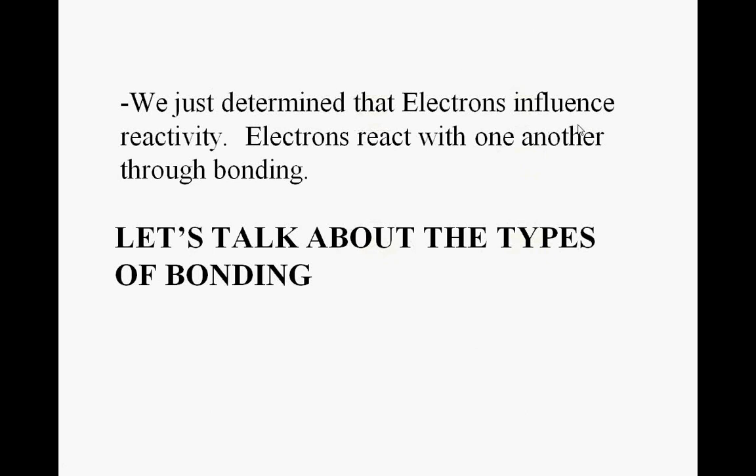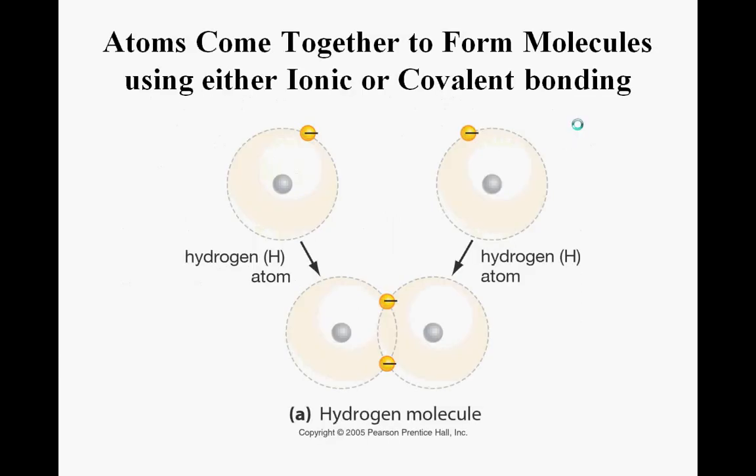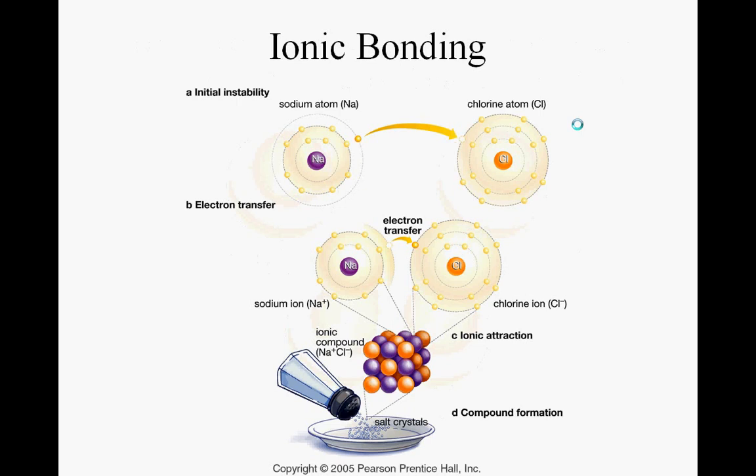So we just determined that electrons influence reactivity, and they do this through bonding. So let's talk about the different types of bonds. We know that atoms can come together to form molecules. They can do this using either ionic or covalent bonding. In ionic bonding, one atom wants electrons so badly that it completely snatches, or steals, or transfers an electron from another atom. And this is the case right here in table salt.